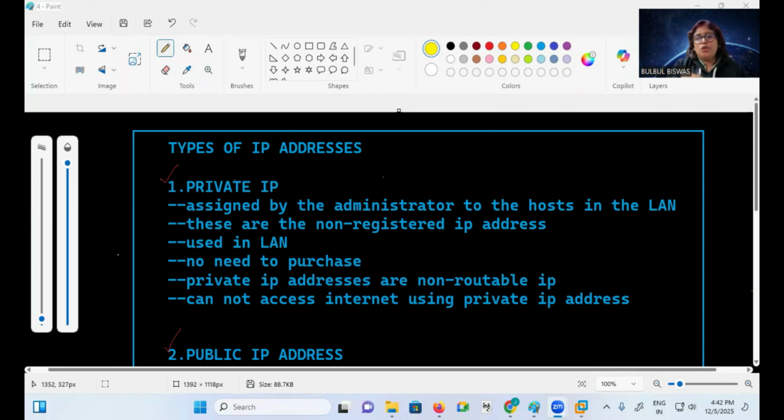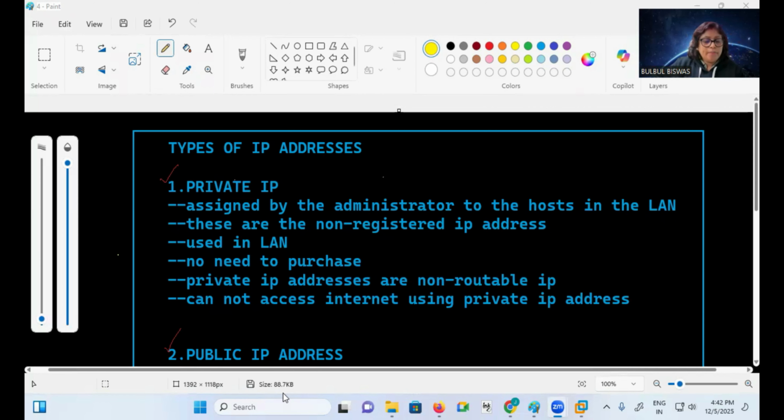In the previous video, I discussed the NID, BID, how to find the host ID, and also how to find how many networks are in a class and how many hosts are present in a network. And in this video, I will discuss the types of IP address.